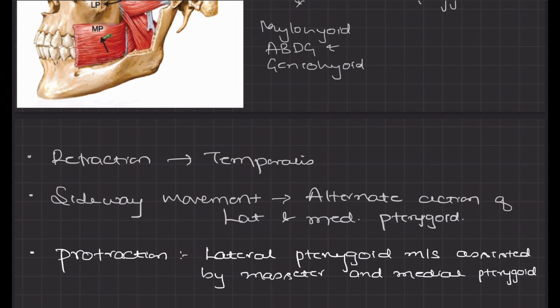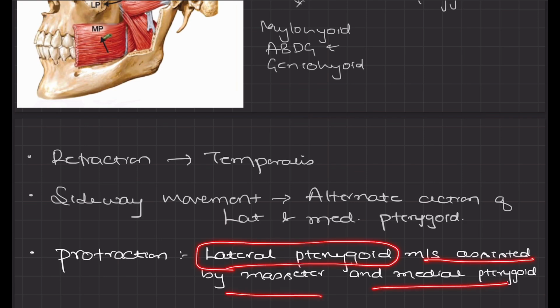Protraction is mainly from the lateral pterygoid muscle, assisted by the masseter and the medial pterygoid.